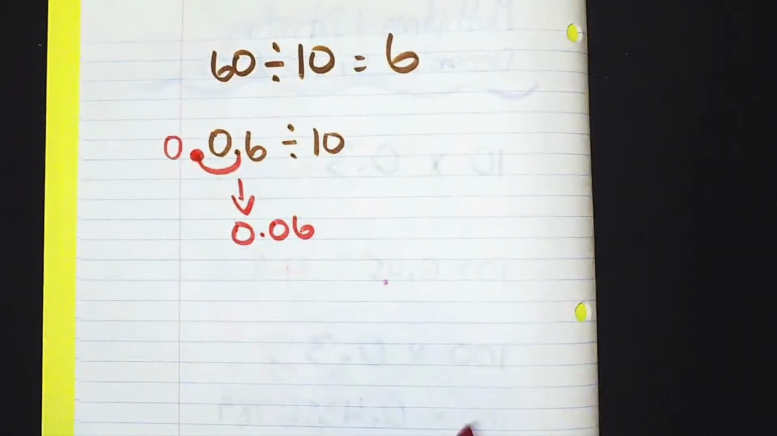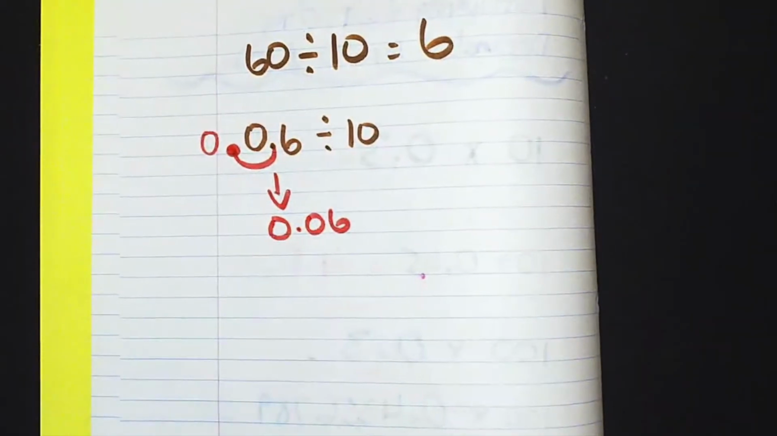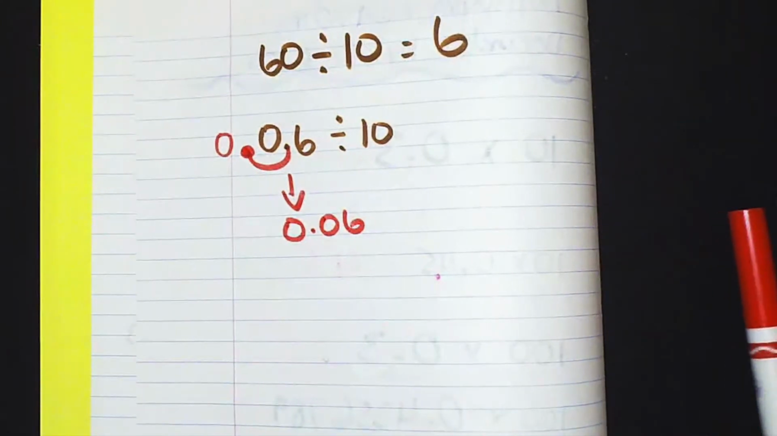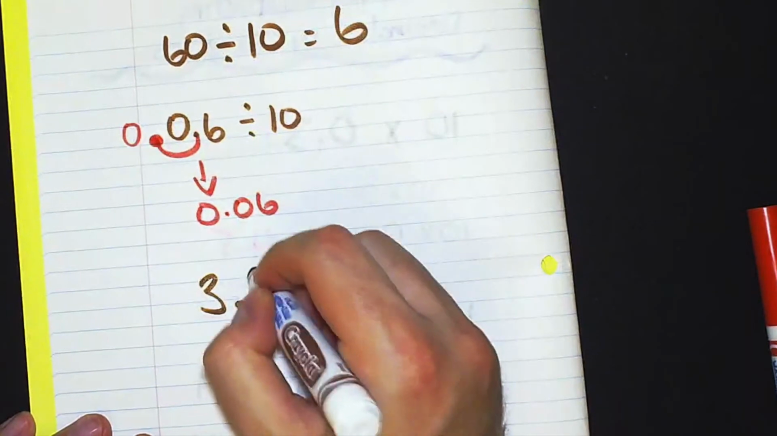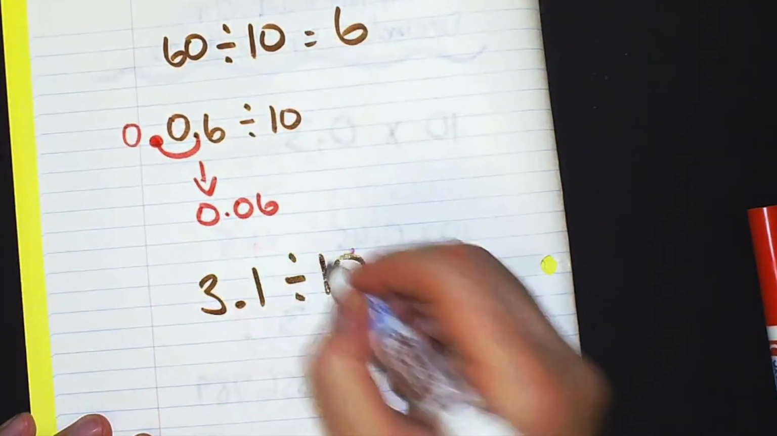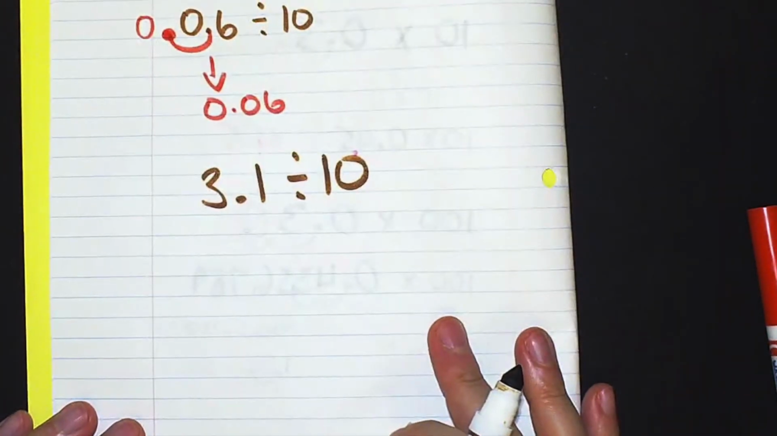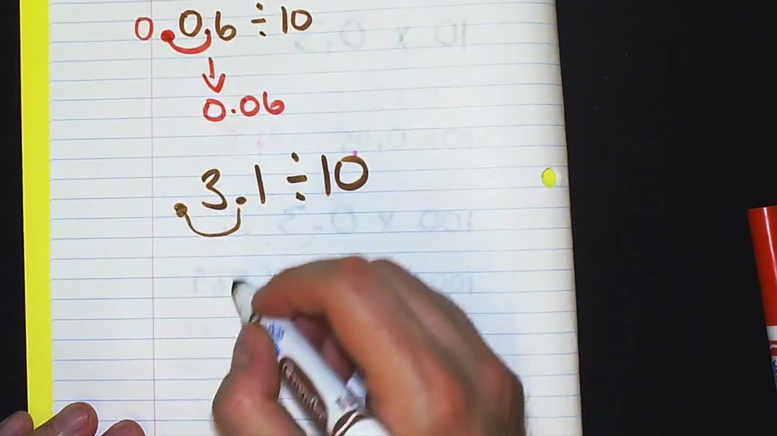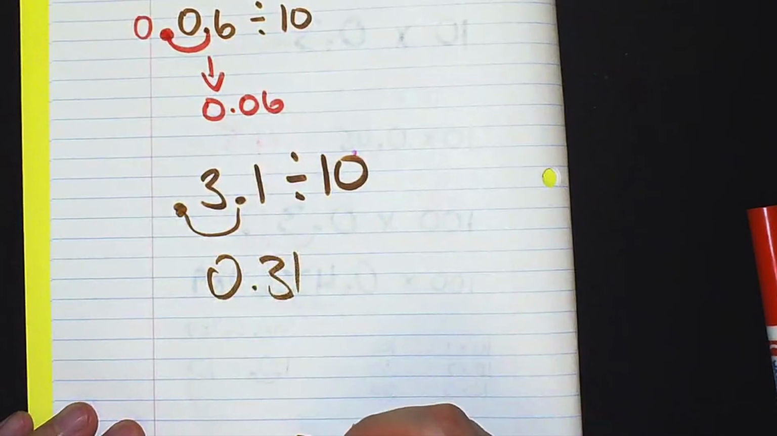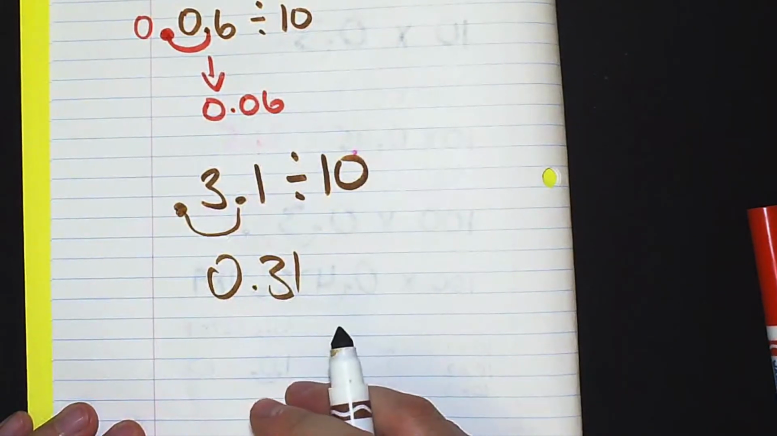It's a very simple little trick that if you learn it, you never have to use a calculator to figure out these types of questions. 3 decimal 1 divided by 10. What do we do? That's right, move this decimal over here. It becomes 0.31. Try it on a calculator.